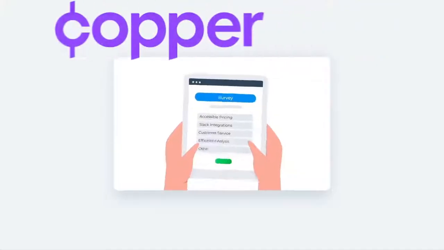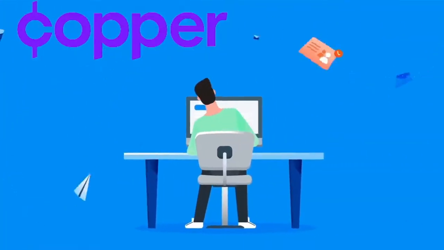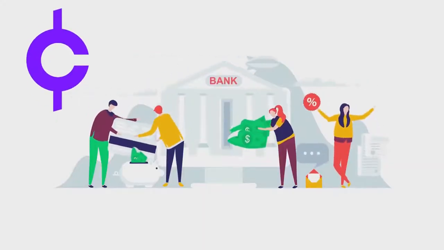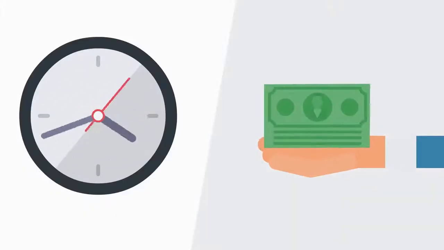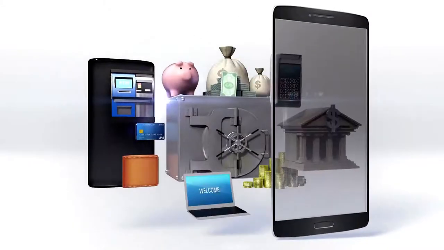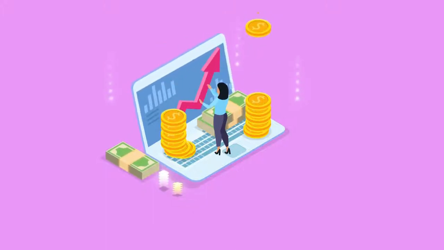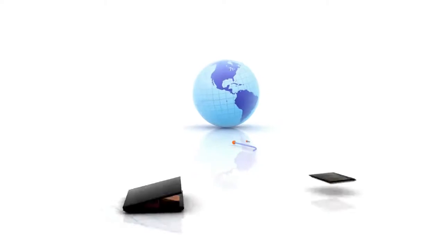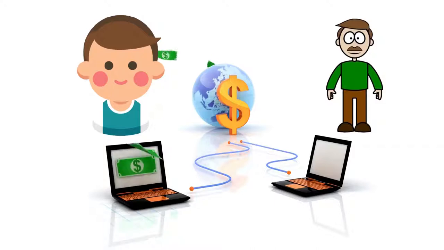Copper Banking. Copper is the digital banking app and debit card for teens built with the mission of creating a financially successful generation. Copper Banking is a relatively new digital banking platform. Its primary goal is to teach kids about financial literacy while also serving as a platform for online banking and digital payments. Copper Banking is available to both teens and parents.